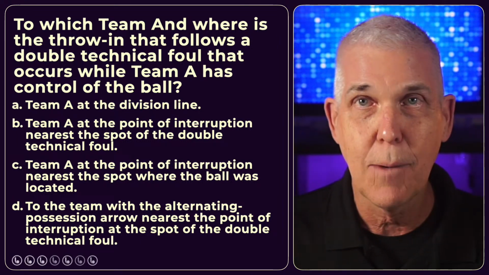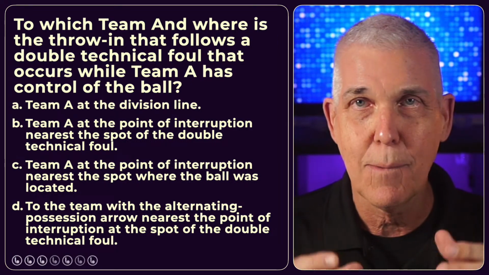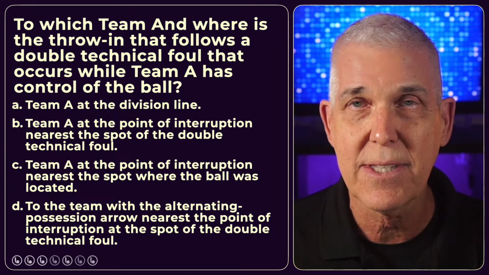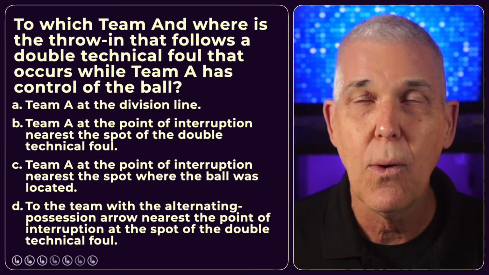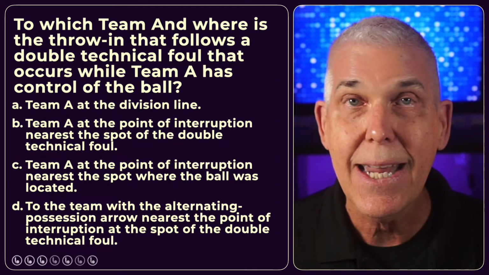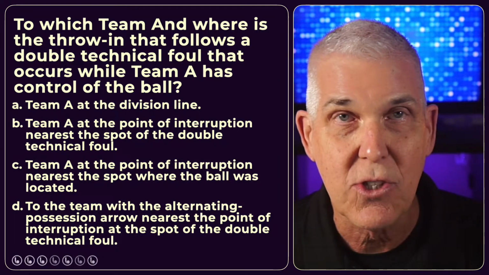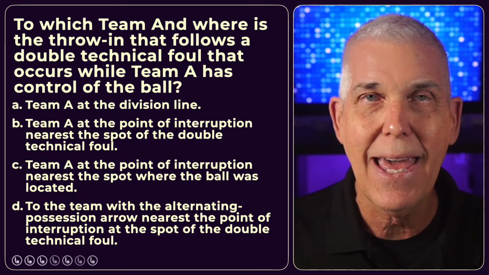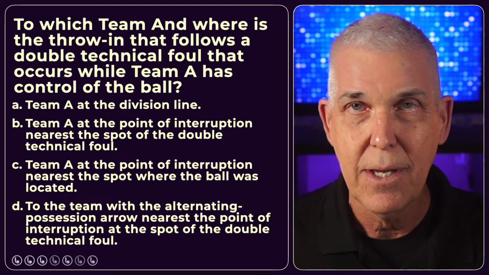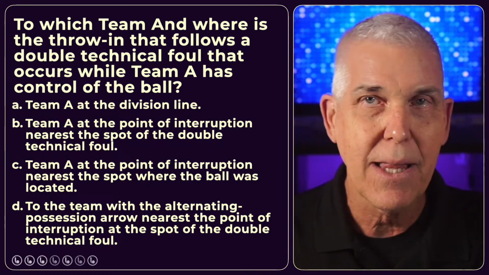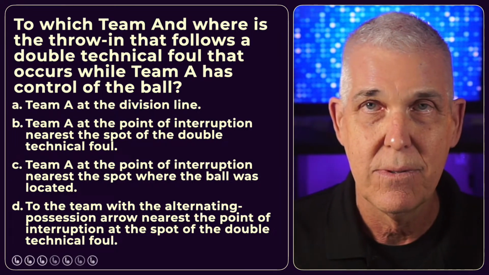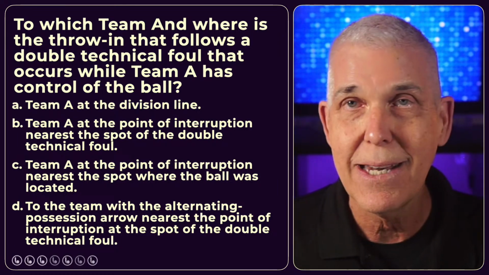Double common foul, double intentional, double flagrant, double technical, always: no free throws attempted. Ball at the point of interruption. Let's look at the end of the question, that occurs while Team A has control of the ball. That is our point of interruption. Team A, control. Player on the court. That is our point of interruption. So we would have a throw-in nearest that spot.